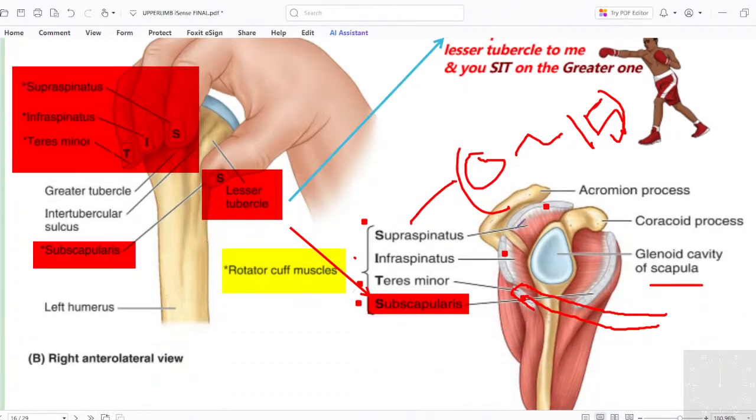Now, for supraspinatus, you see their orientation. Here will be the spine, right? Spine of the scapula. So the muscle above the spine is the supraspinatus muscle. The muscle below the spine is infraspinatus. And this is the scapula. Below the scapula is subscapularis. And here we have a minor muscle, teres minor.